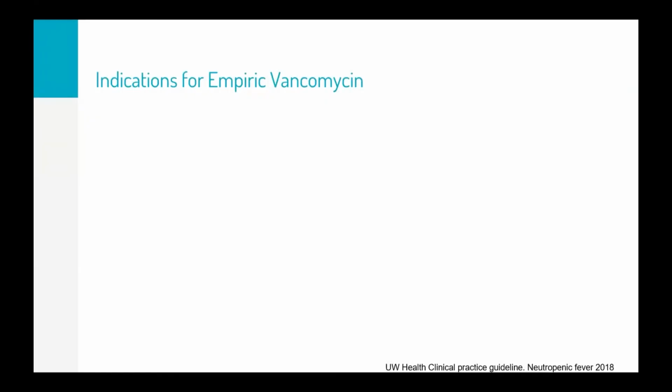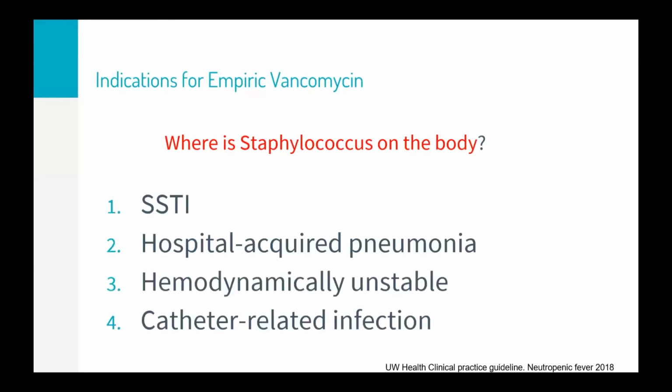So when is it recommended to use vancomycin? I think this question can be simplified to ask, well, where is staph on our body? And what infections do we normally cover for MRSA? So that would typically be skin and soft tissue infections, hospital-acquired pneumonia, hemodynamically unstable or septic patients, and catheter or line-related infections. And that is what our guideline recommends.